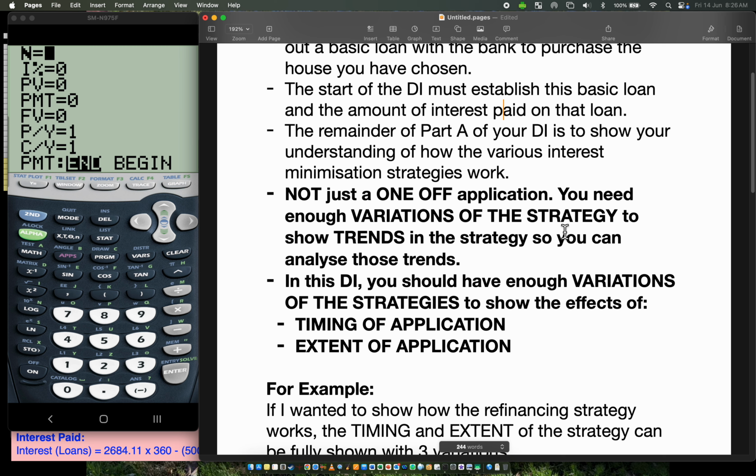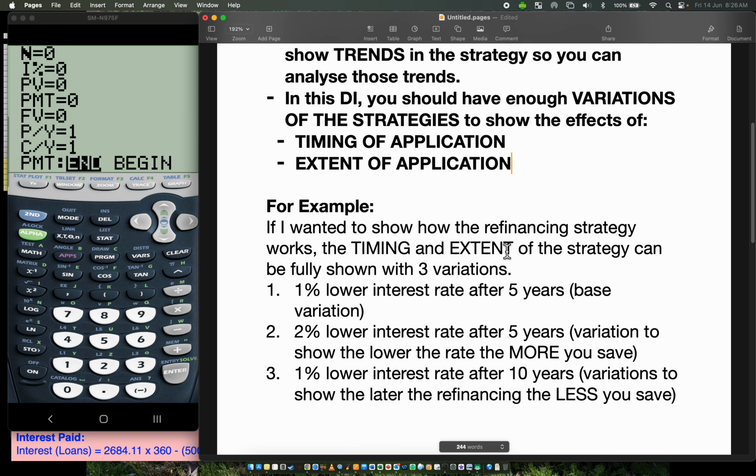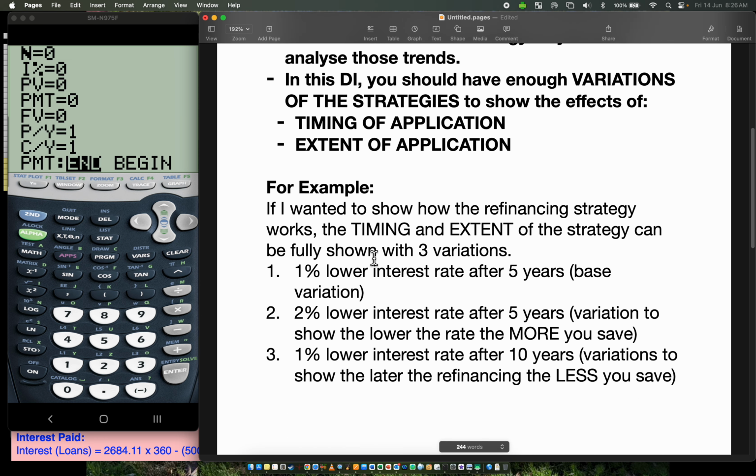You need enough variations of the strategy to show trends in the strategy so you can analyze those trends. That's where the analysis of your results in this DI comes from. So in this DI, you should have enough variations of the strategies to show the effects of timing of application, when you do the strategy, and the extent of the application, so how much you do. So for example, this is the example I'm going to use for this video. If I wanted to show how the refinancing strategy works, which is reducing the interest rate, the timing and extent of the strategy can be fully shown with 3 variations.